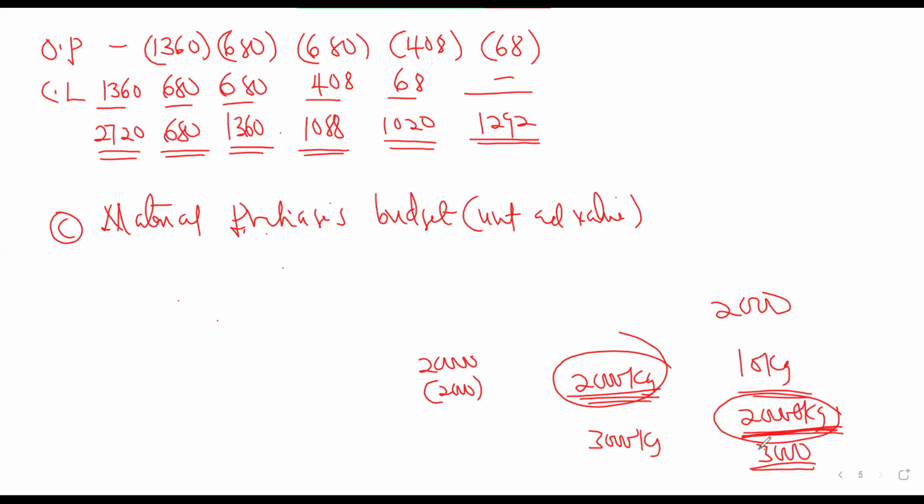The material purchases budget follows the same principle as the production budget. If you have opening stock, subtract. If you have closing stock, add. That's how we are doing here. We are subtracting the opening stock of 2,000 from our usage, and we are adding 3,000 to our usage.